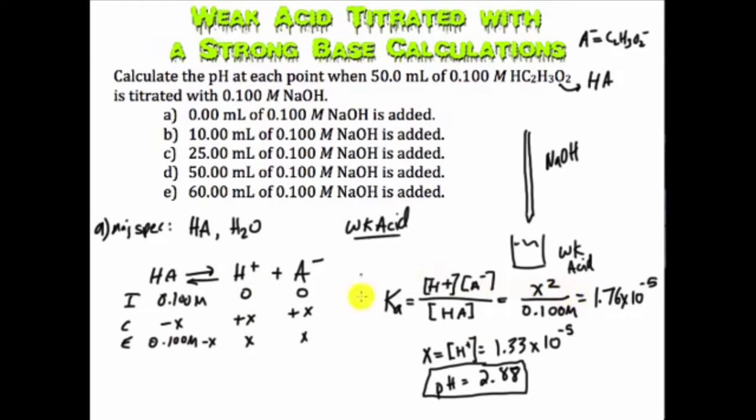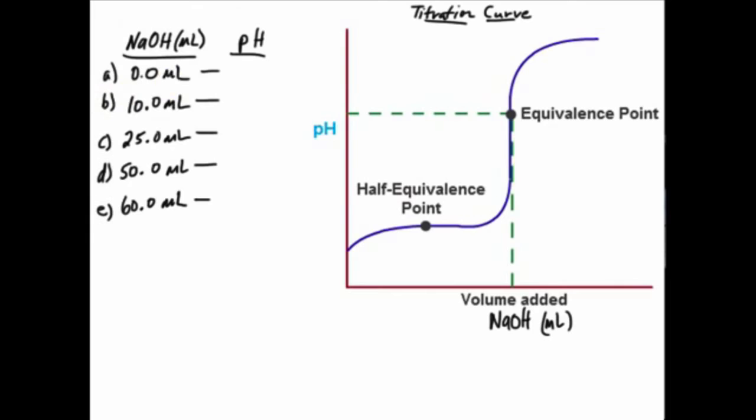It follows the same pattern that we did in the last unit, where we just solve for x, making sure we take the square of this and take the square root of it after we do the multiplication. Anyway, I end up with a pH of 2.88. So if I go to my chart, my pH initially here is going to start out as 2.88.